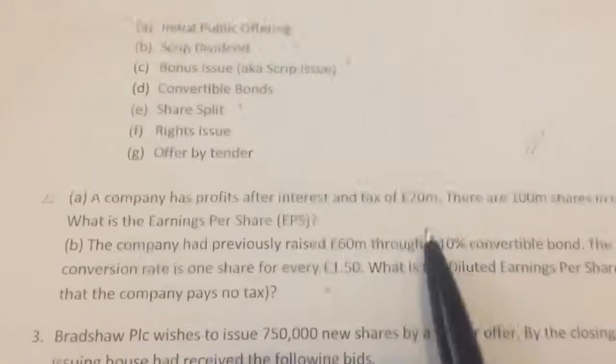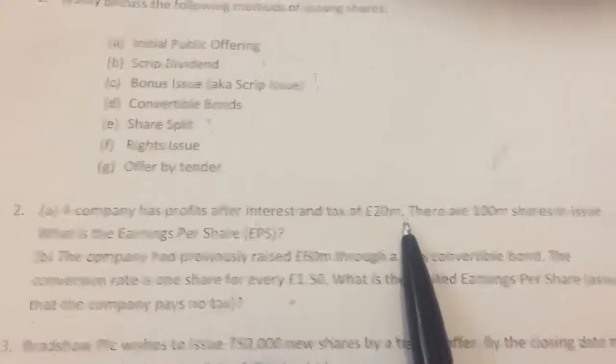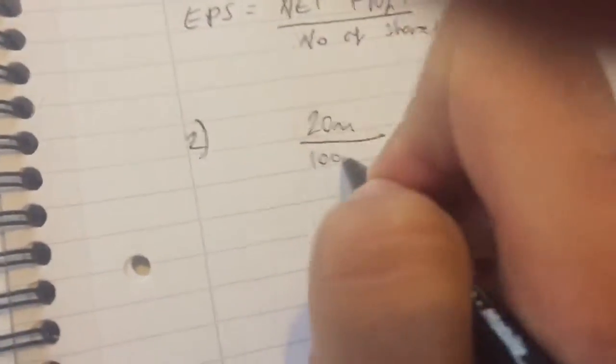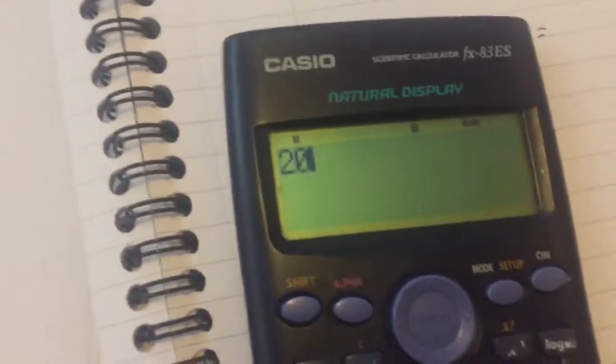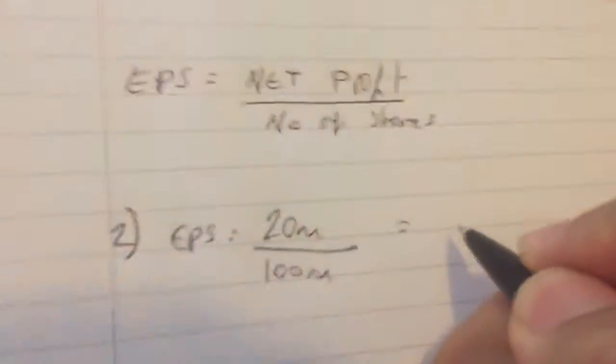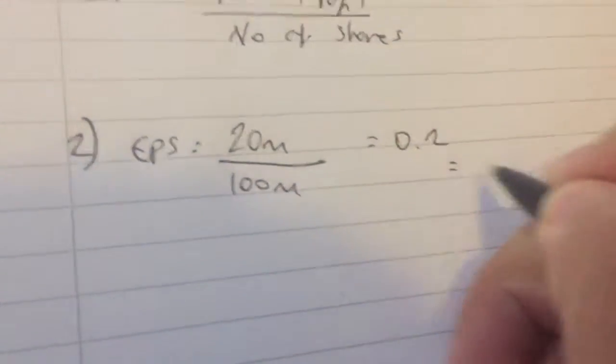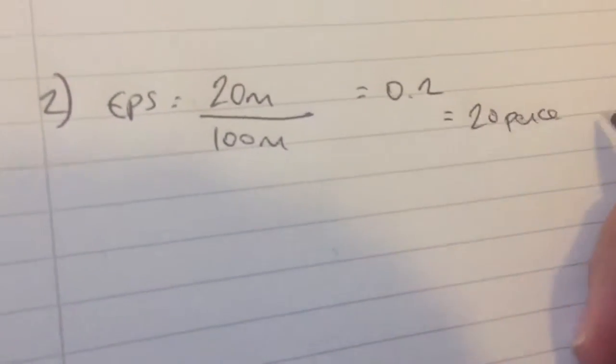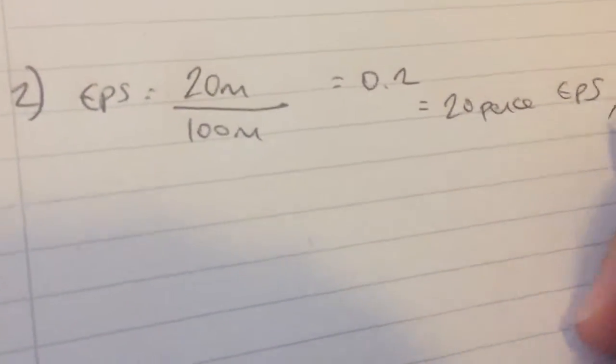divided by number of shares. So for question 2, basically they've told us that our net profit is 20 million and there's 100 million shares in issue. So EPS equals, calculator, 20 divided by 100 equals 0.2, which is basically 20 pence per share EPS.